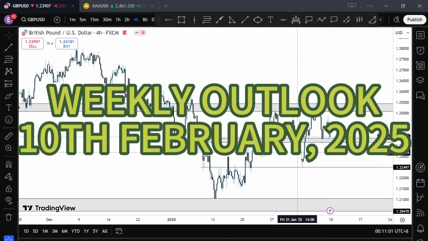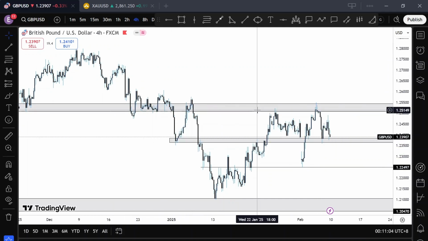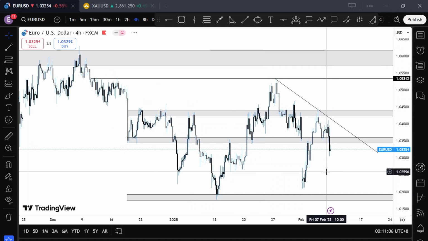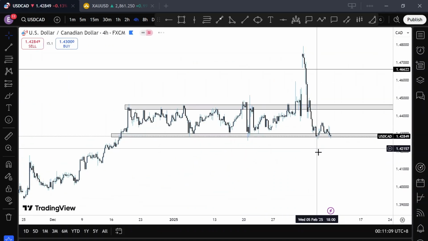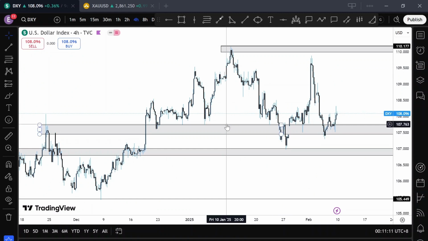Hello guys, welcome to the weekly outlook. Here on pound USD, we've got the euro USD, we've got gold, USDCAD, and lastly we've got DXY.